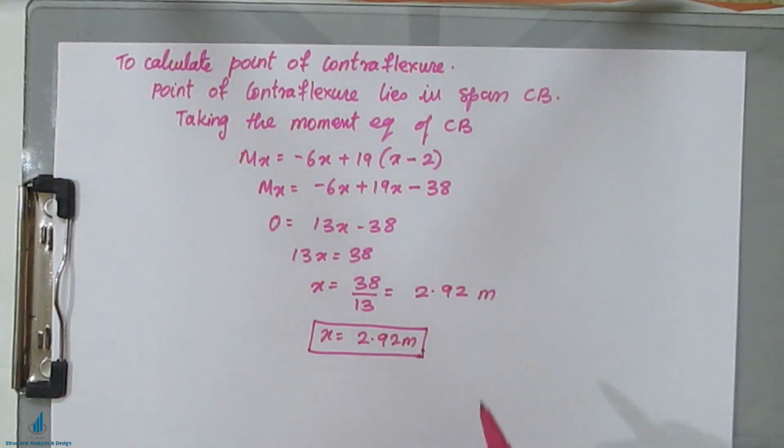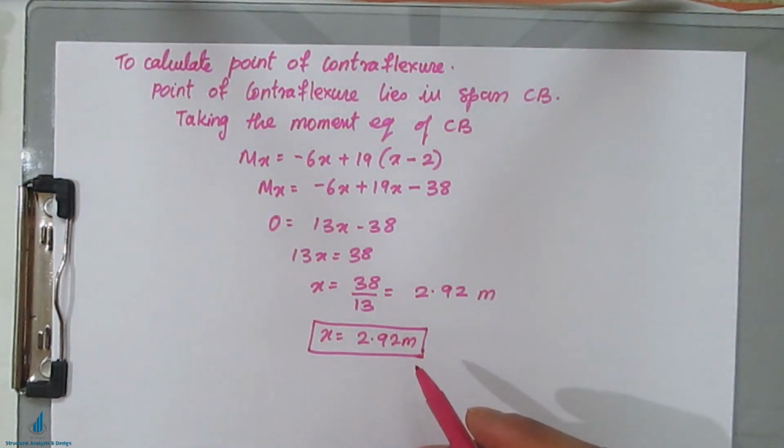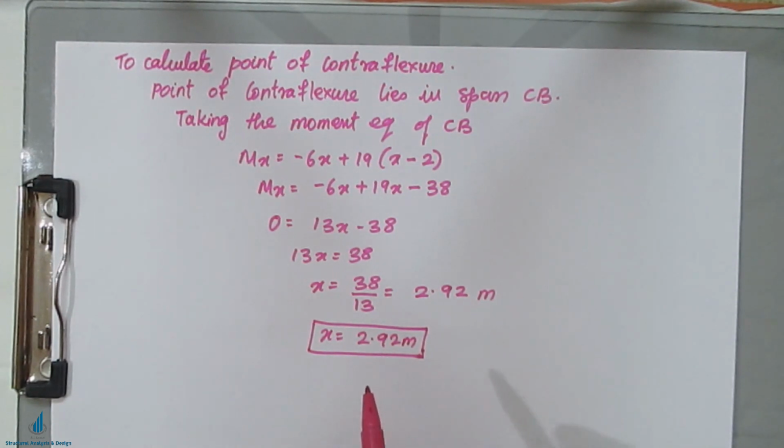Okay, remember this is from the right hand side. If it is coming from the left hand side, then that equation you have to take and calculate the x. If you calculate from left hand side or right hand side, it doesn't make any difference. So the x value is 2.92. If you take from the other side, the value will be slightly larger, it will be more than 3. And if you add that, it should come to 6 meters, because the total span was 6 meters. So this is how you calculate the point of contraflexure.